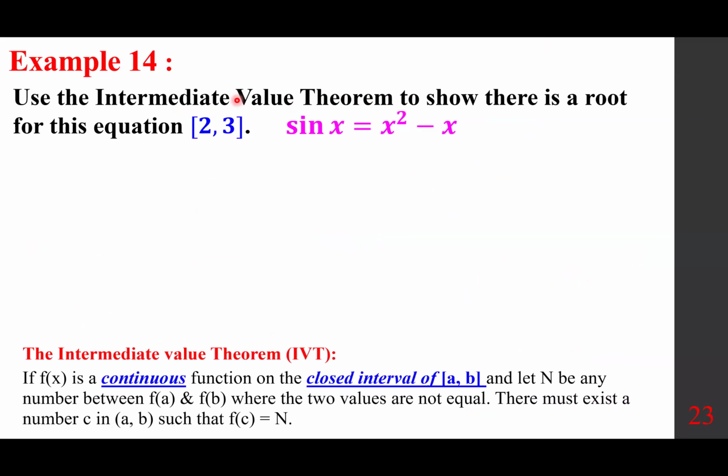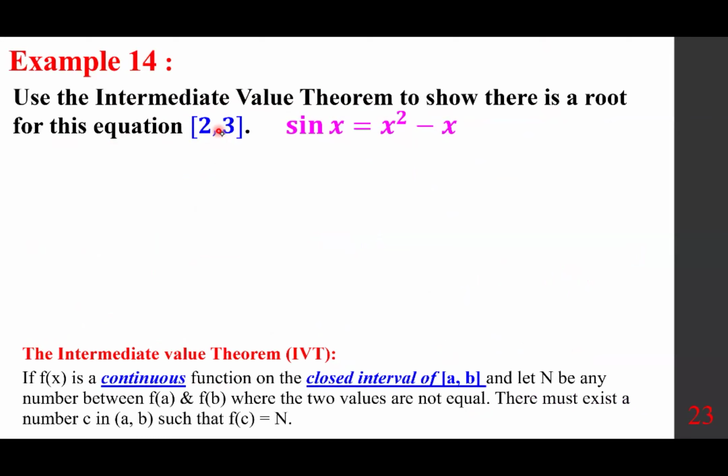Use the IVT, the intermediate value theorem, to show that there is a root for this equation, sine x equals x squared minus x, in the interval of 2 to 3. So to refresh your memory about the intermediate value theorem, if the function is continuous on the closed interval of a to b, this function is continuous in the interval of 2 to 3.